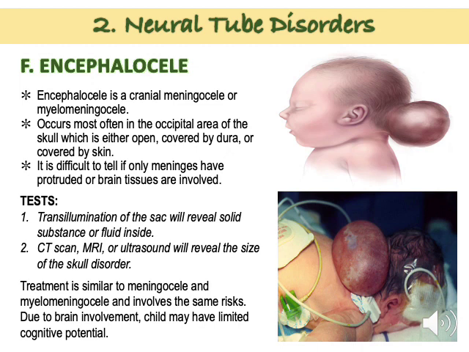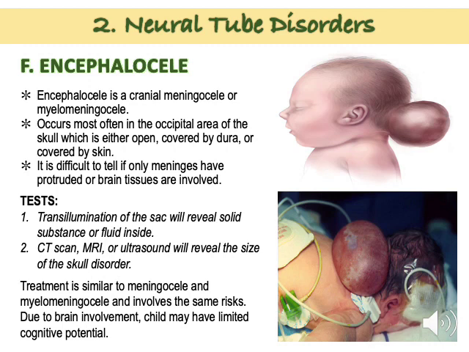Encephalocele is a cranial meningocele or myelomeningocele. This occurs most often in the occiput area of the skull. It is either open, covered by dura, or covered by skin, as shown in the lower photo. Again, it is difficult to tell if only meninges have protruded or brain tissues are also involved. The risk is very high, especially the risk for hydrocephalus.